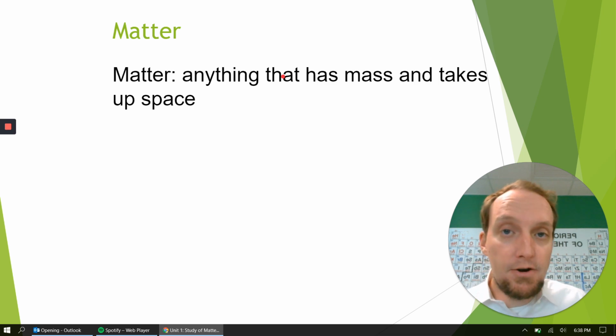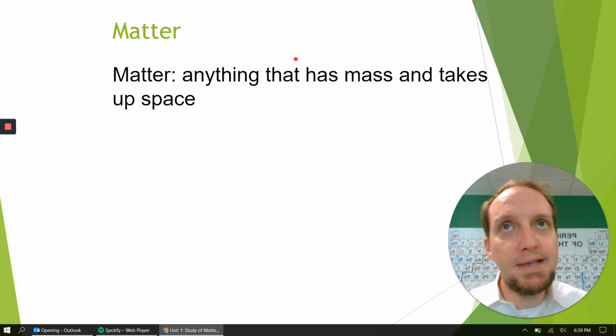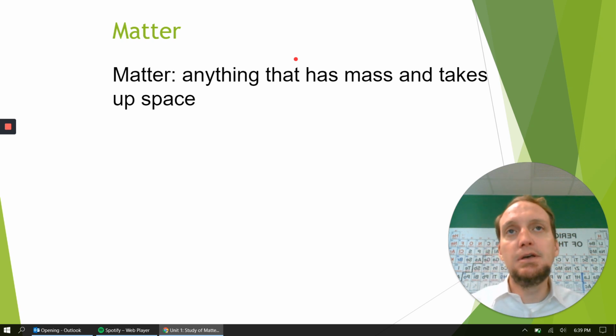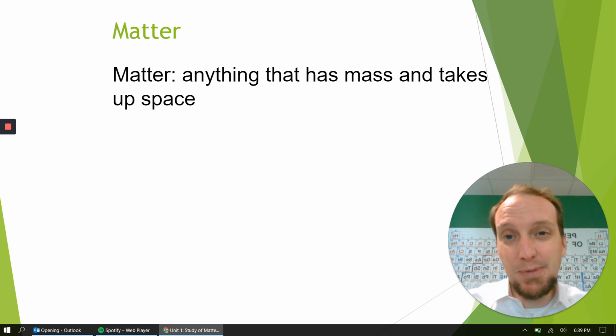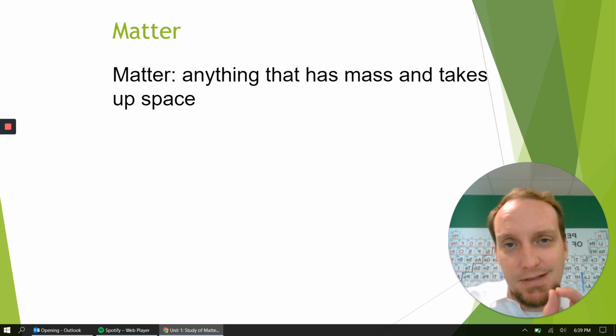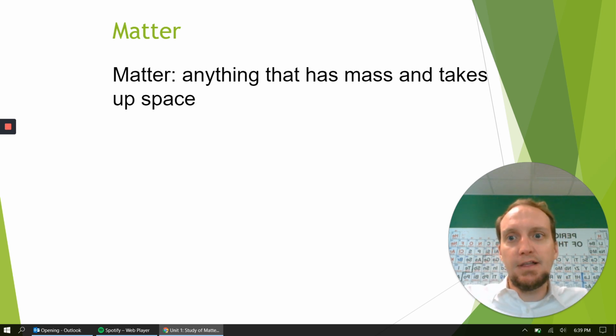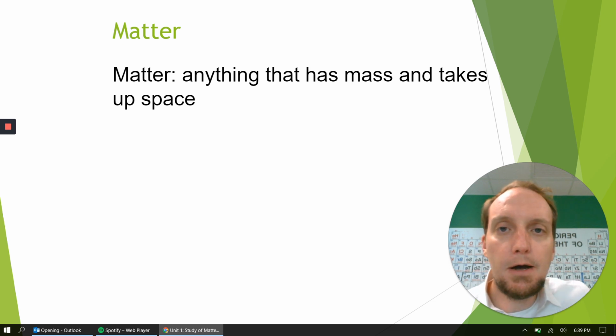Now, matter, if you don't remember from middle school, is basically anything that has mass and takes up any amount of space. It doesn't have to be heavy. It could be almost weightless. It has to take up any amount of space. It could be the smallest, tiny little space, or it could be massive like outer space. Anything that has any amount of mass and any amount of space is considered matter.